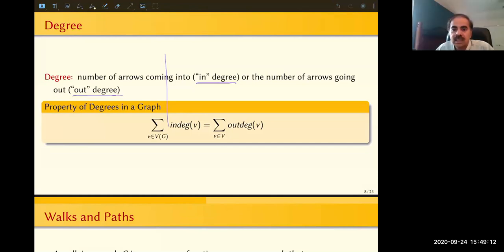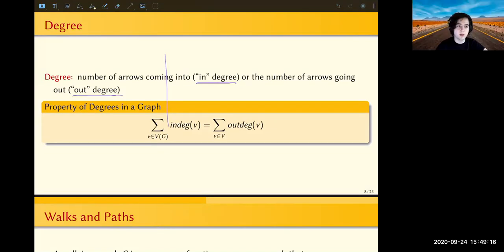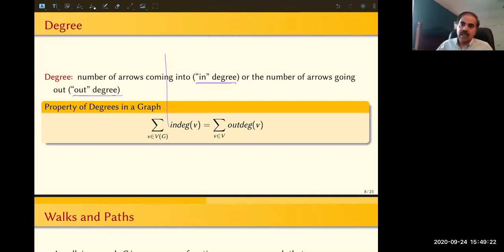Who's okay? Greg, go on. For every arrow that leaves a node, it must point into some other node. Right. So another way to say the same thing is that every arrow contributes an in degree of 1 and an out degree of 1, right?